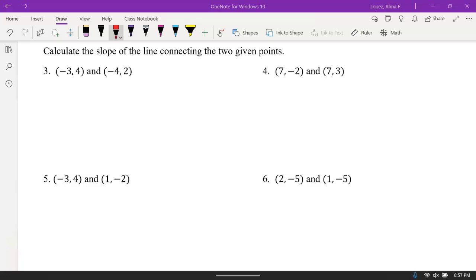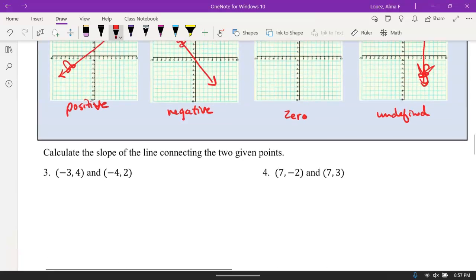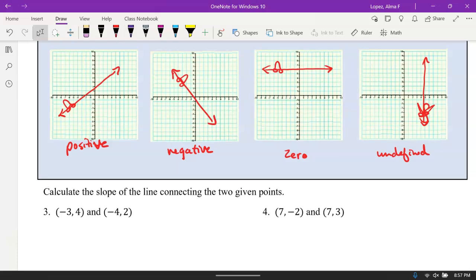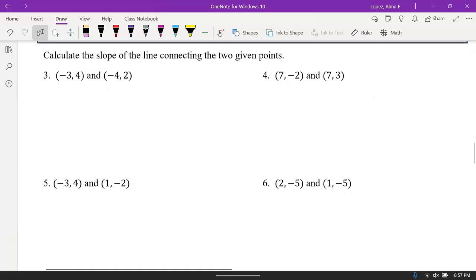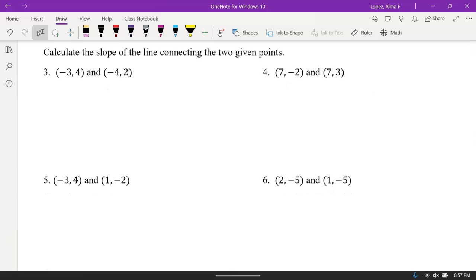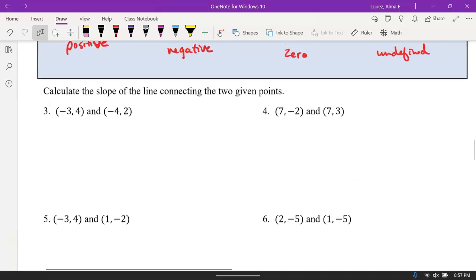Okay, let's pick up where we left off. We had described the slope as either positive, negative, zero, or undefined. Now we're going to calculate them. There's a formula and it's written above. I like to introduce it right here.